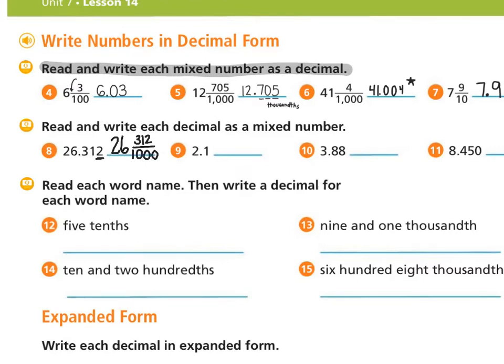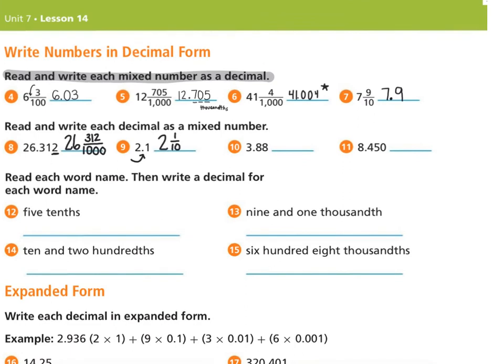Let's try number 9. 2 and 1/10. Hopefully you read that with me. If not, let's say it one more time. 2 and 1/10. If you're able to read these numbers correctly, most likely you'll easily be able to write the mixed number as well. You should have 2 wholes and 1 out of 10. 1/10.